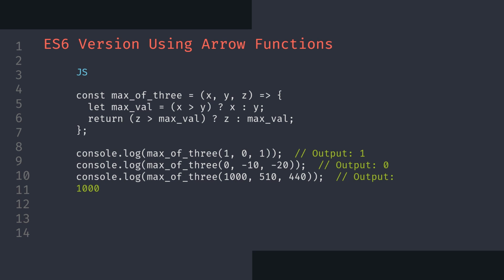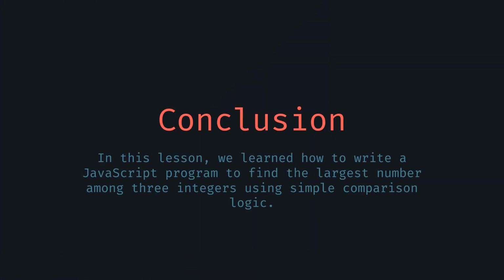This is the same function written in ES6 arrow function and a more concise syntax. The logic is exactly the same, but this version is shorter. To sum it all up, we've learned how to compare three integers in JavaScript and return the largest one. This is a common pattern that can be applied in various coding problems.